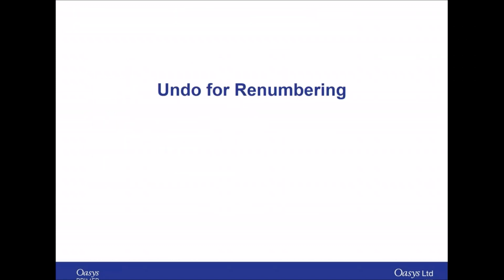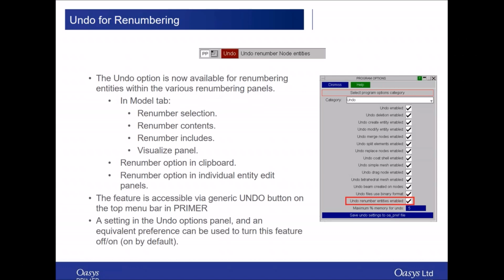One other thing to mention with undo: undo for renumbering. For a while now, we've had a general undo button at the top of Primer, which will undo lots of different operations. One thing that was missing from it was any sort of renumbering operations, so when you renumber your model in any way. So that's now been added in. So you can now undo any sort of renumbering operation.